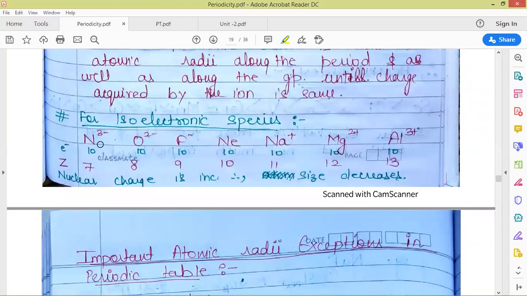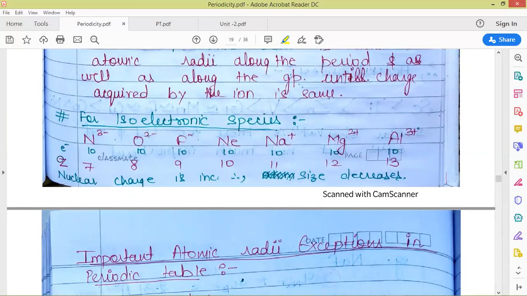Now we'll try to compare the ionic radii of isoelectronic species. These are all isoelectronic species. Nitrogen has gained 3 electrons and has a total of 10 electrons. Oxygen has atomic number 8, so 2 electrons have been gained. Fluorine has gained 1 electron, and neon already has 10 electrons. Sodium has lost 1 electron, magnesium has lost 2 electrons, and aluminium has lost 3 electrons.